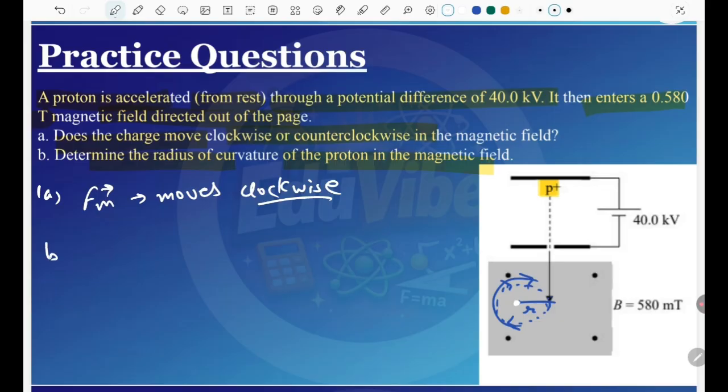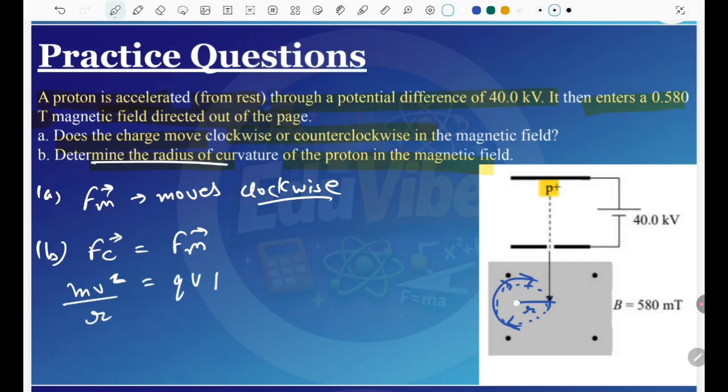For part B, we have to find the radius of curvature, and this involves circular motion, which gives Fc, and we also have the magnetic force, Fm. These are equal to each other. So mv squared upon r is equal to qvB. From here, one v cancels out with the v, and we find r.